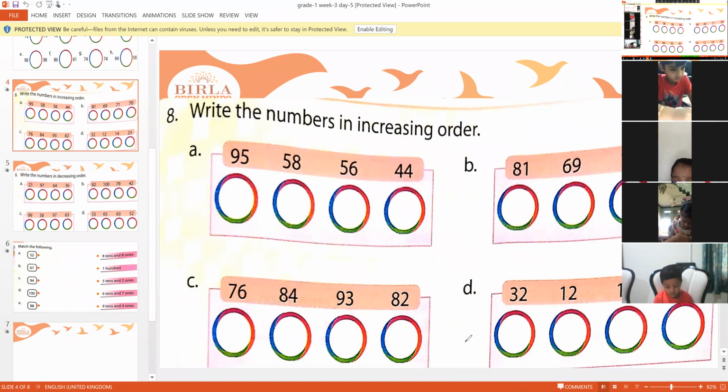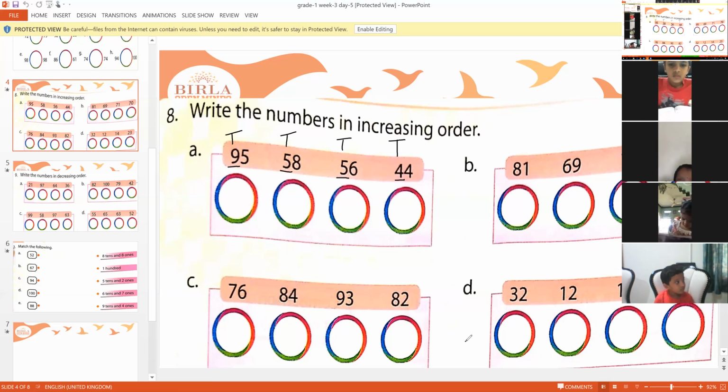If we talk about the number 95, in tens place we have 9. If we talk about the number 58, in tens place we have 5. If we talk about the number 56, in tens place we have 5. And if we talk about the number 44, in tens place we have 4. Okay. So what do we have in tens place? We have here 9, 5 and 4.